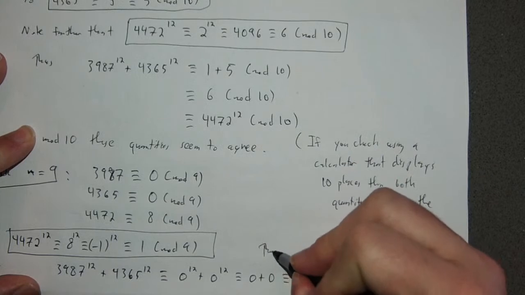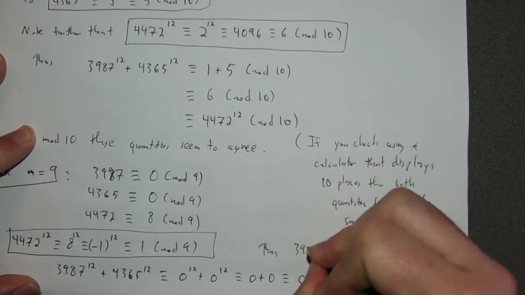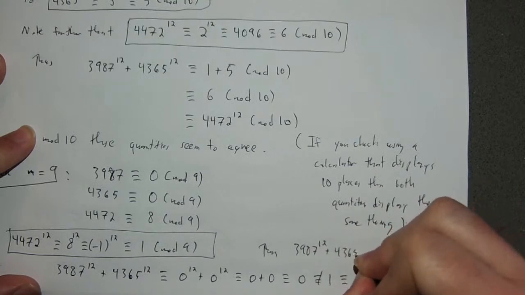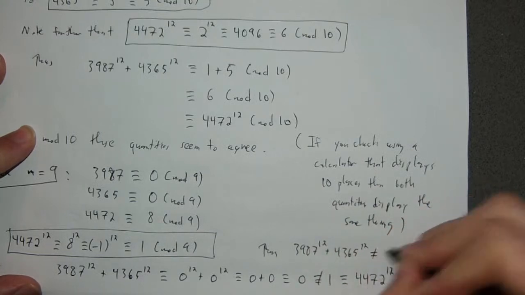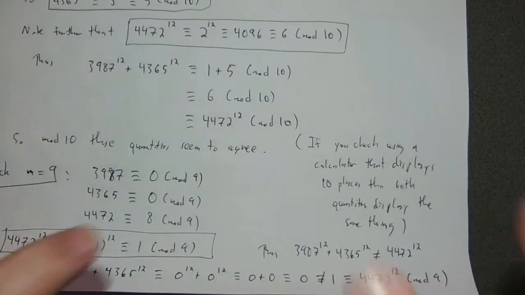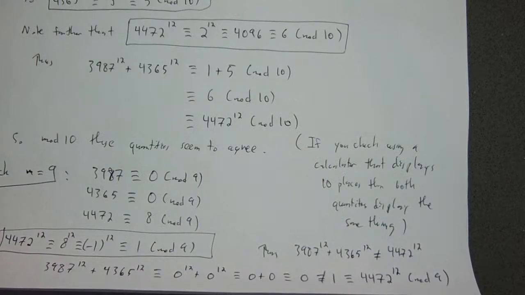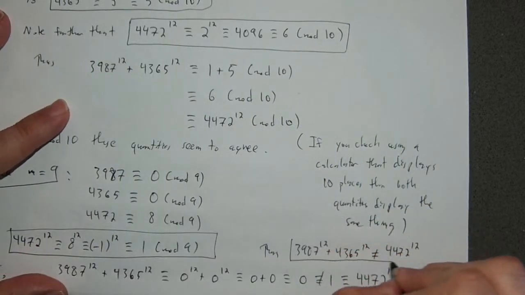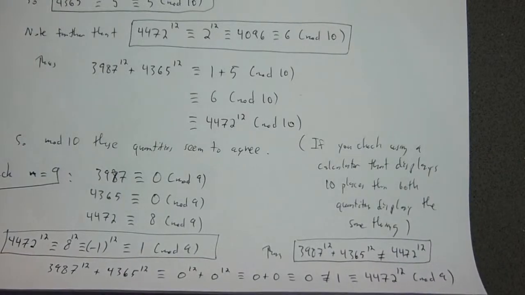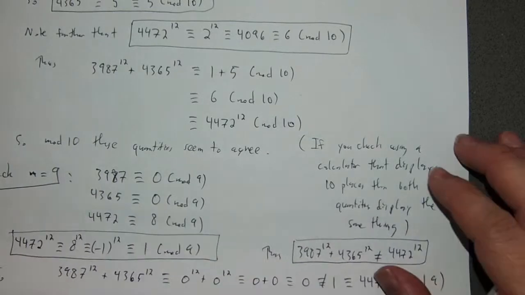Thus, 3,987 to the 12th plus 4,365 to the 12th is not equal to 4,472 to the 12th. But it's close. I actually don't know exactly how close they are. Like I said, they at least display the same, like to 10 places, if you're looking at a calculator, but I'm not actually sure exactly how close they are.